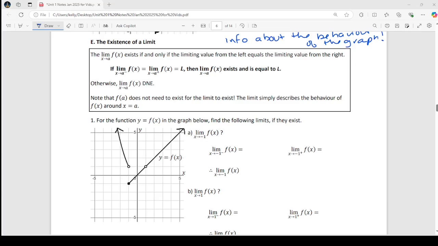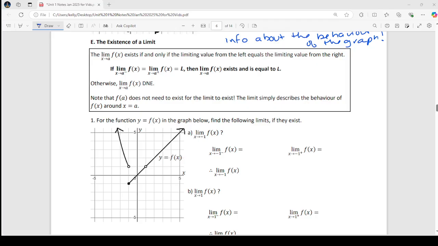So our final topic in limits is the existence of a limit. We have a definition here. It says that the limit of f at x as x approaches a exists if and only if the limiting value from the left equals the limiting value from the right.